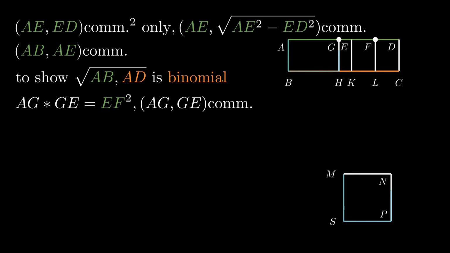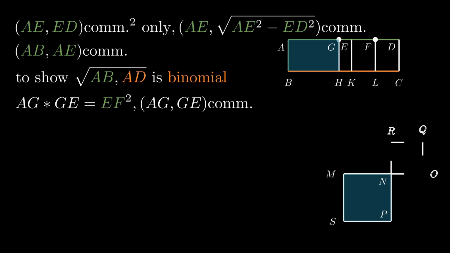Let the square SN equal AH, and the square NQ equal GK, and construct the rest of the parallelogram as so. Lemma 54 says SQ is a square.